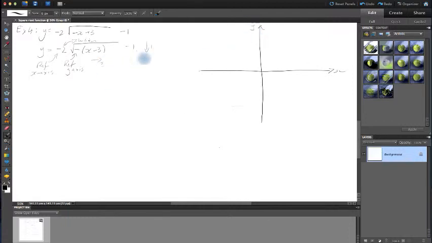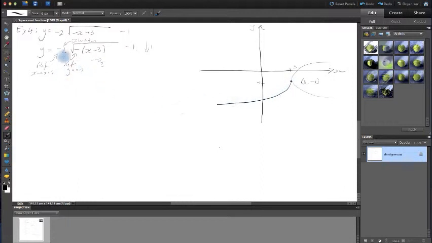So down 1 brings us down to -1 here. To the right 3. So this is the point that we start at, (3, -1). Now we're reflecting across the x-axis, so instead of being up, we're going to be down, but then there's a reflection against the y-axis, so we're going to be reflecting overall in that direction.